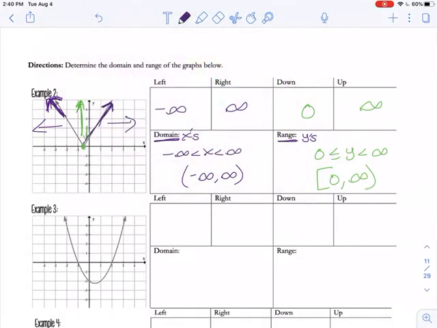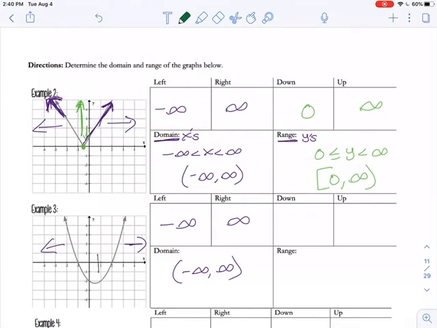out in the beginning. So if we're looking at my domain, my x's, okay, look to the right, look to the left. The lowest x value, well, it never ends. It keeps on going because I have that arrow right there. My highest x value to the right, it never ends. It keeps on going. So it's going to be the same as that example 2 above.